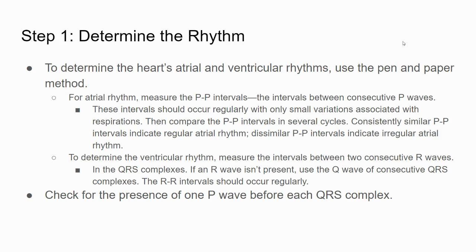For the ventricular rhythm, we're going to do the same exact technique, except now we're going to do it between 2 consecutive R waves in the QRS complexes. If an R wave isn't present, use the Q wave of consecutive QRS complexes. The RR intervals should occur regularly. It's also important to check for the presence of one P wave before each QRS complex.